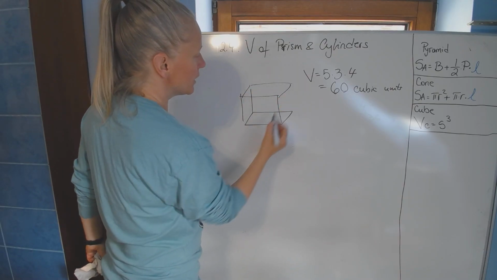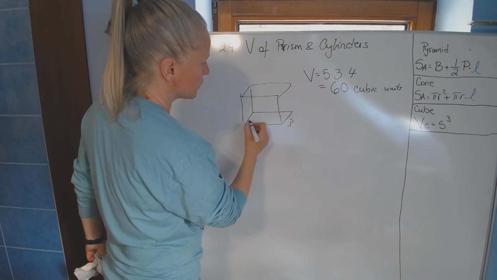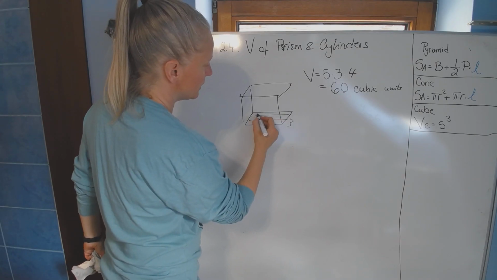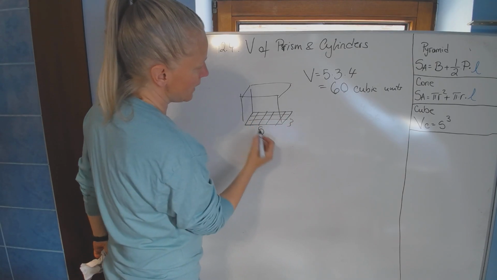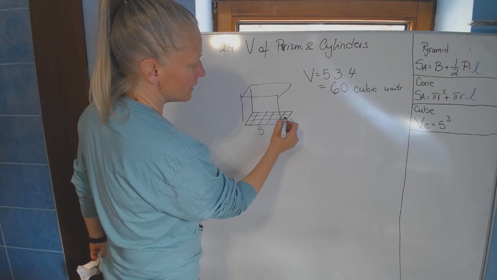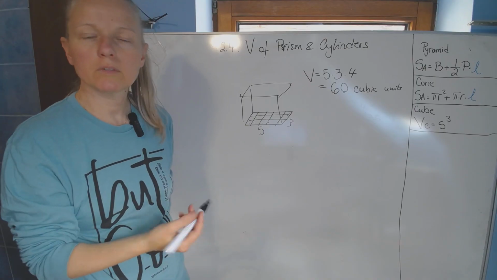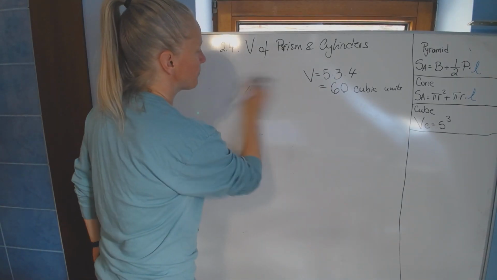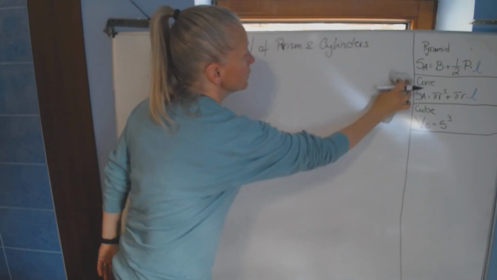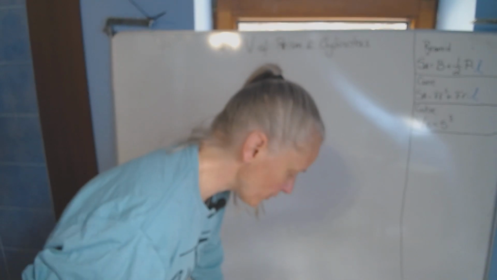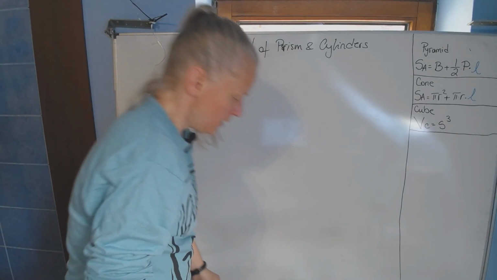Here it goes. Here's what they did. This is 5, this is 3, which means if I were to put cubes in there, I can fit 5 in 3 rows. That's 15 of them. And I can do 4 rows up. So that would be 60 again. And then we're going to move on to the next formulas that we're going to run into.